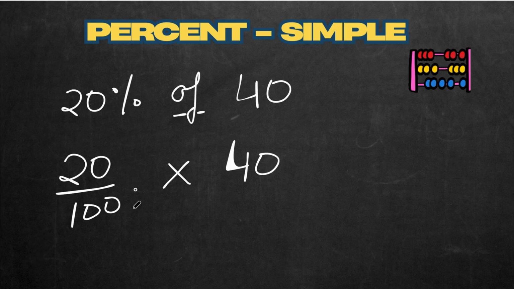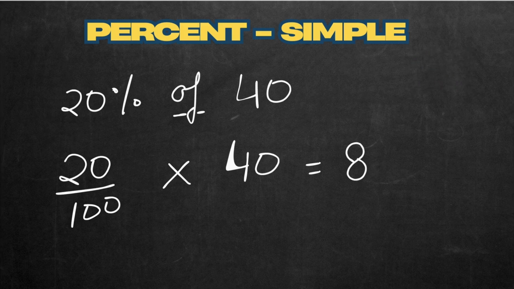Okay? And then you do your basic calculation and you find the final answer to be 8. Right? I hope you know we can cancel the zeros like this, and 2 times 4 is 8, divided by 1 we don't have to do anything, so the final answer is 8. So remember, 20% of 40.